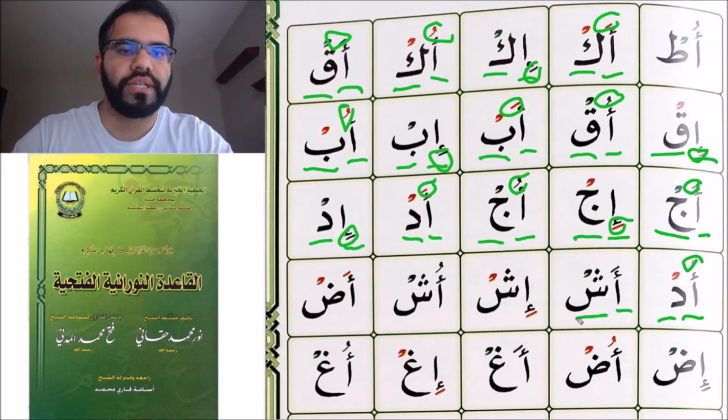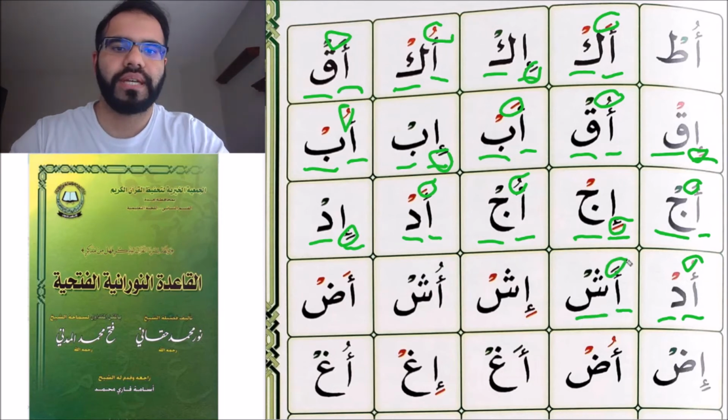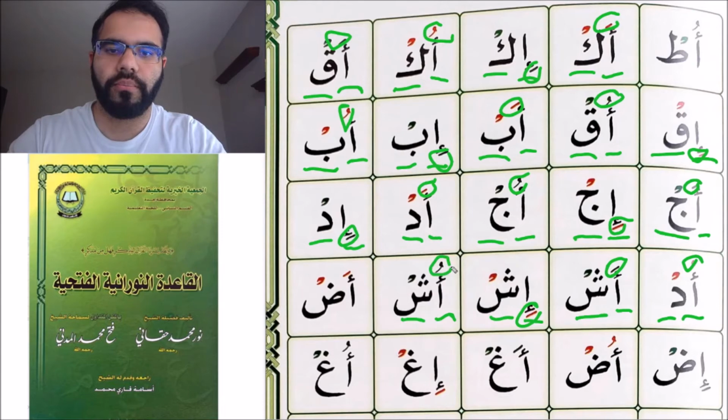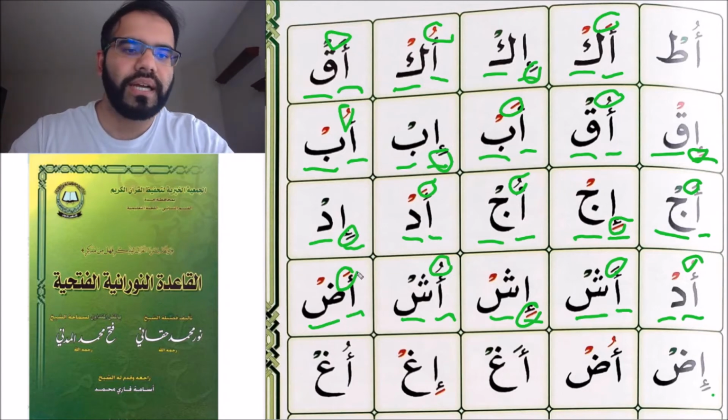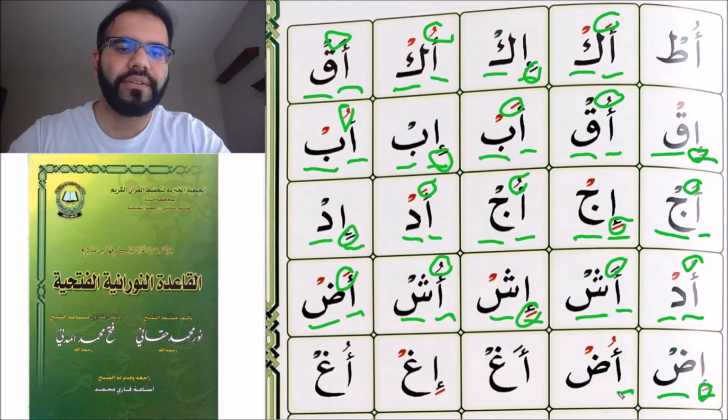Alif, shin, fatha, ash. Alif, shin, kasra, ish. Alif, shin, dhamma, ush. Alif, ضاد, fatha, ald. Alif, ضاد, kasra, ild. Alif, ضاد, dhamma, ud.